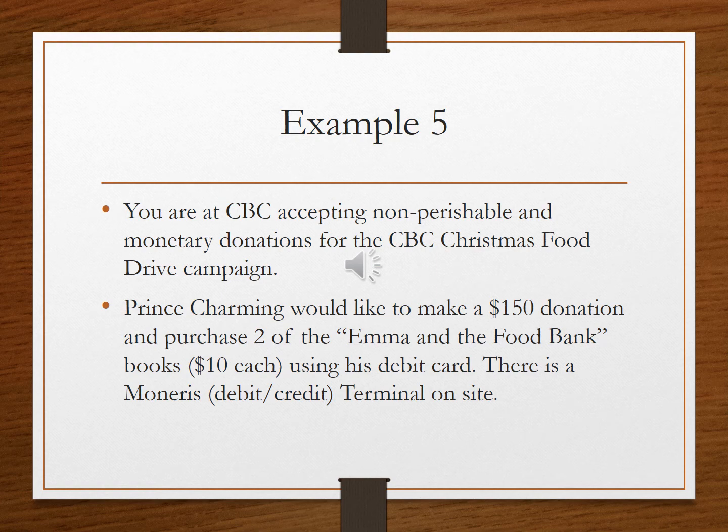In our fifth and final example, you are at CBC accepting non-perishable and monetary donations for the CBC Christmas Food Drive campaign. Our donor, Prince Charming, would like to make a $150 donation and purchase 2 of our Emma and the Food Bank books, which are $10 each, using his debit card. You do luckily have a Moneris terminal on site.